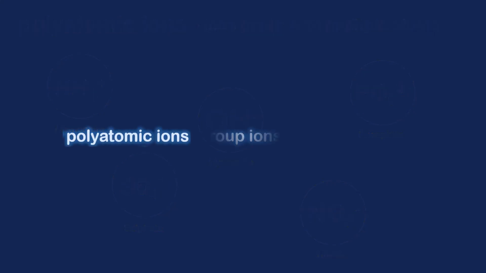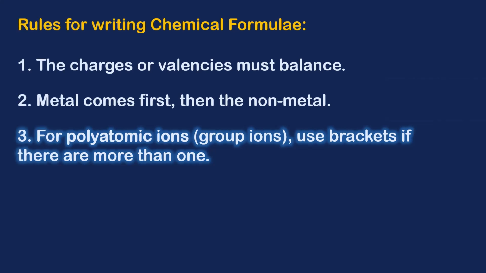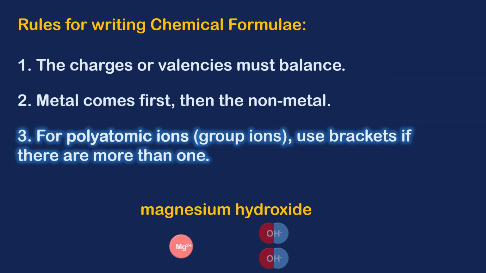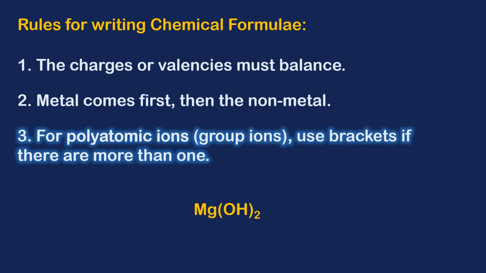Okay, coming back to the rule. For polyatomic ions, use brackets if there's more than one. Take magnesium hydroxide. This is one magnesium and two hydroxide ions, and is written like this. Now, if you didn't use the brackets, MgOH2 would mean two hydrogen atoms only. But with the bracket, it means two full OH ions. So the rule simply says, if your compound has more than one polyatomic ion, use brackets. Remember these three rules and you'll never go wrong.